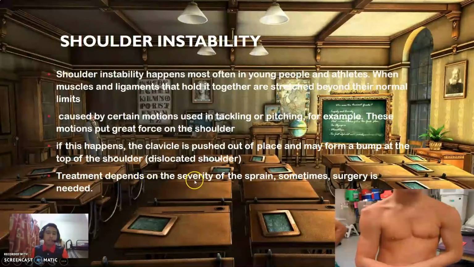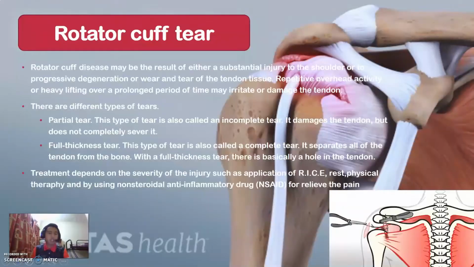Treatment depends on the severity of the sprain. Sometimes surgery is needed. Okay, this is a figure of a dislocated shoulder. As you can see, there is a bump here at the top of the shoulder. The next one is rotator cuff tear.